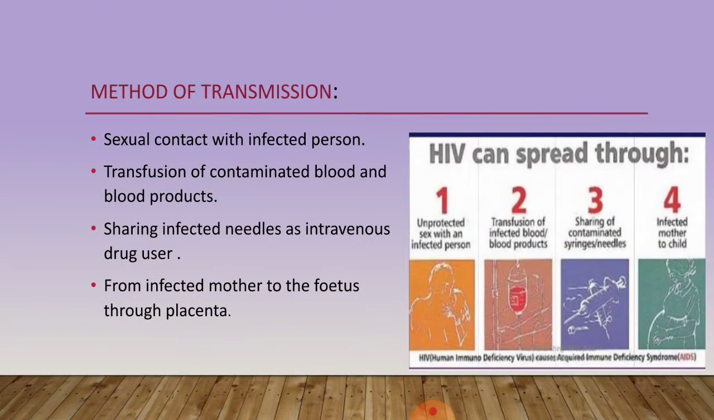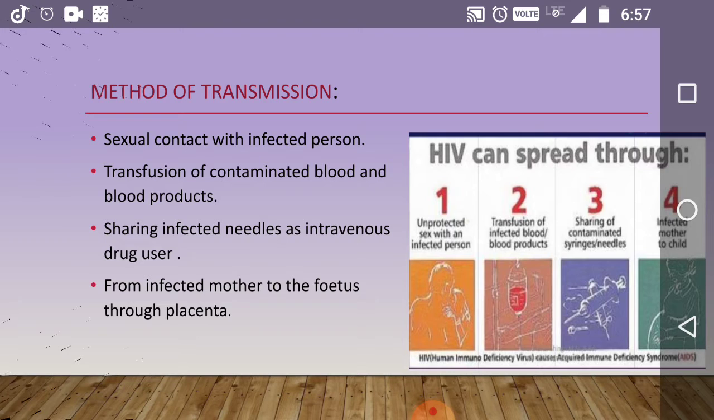Methods of transmission of AIDS: first, by sexual contact with an infected person; second, by transfusion of contaminated blood and blood products; third, by sharing infected needles, as in intravenous drug use; and fourth, from an infected mother to the fetus through the placenta.